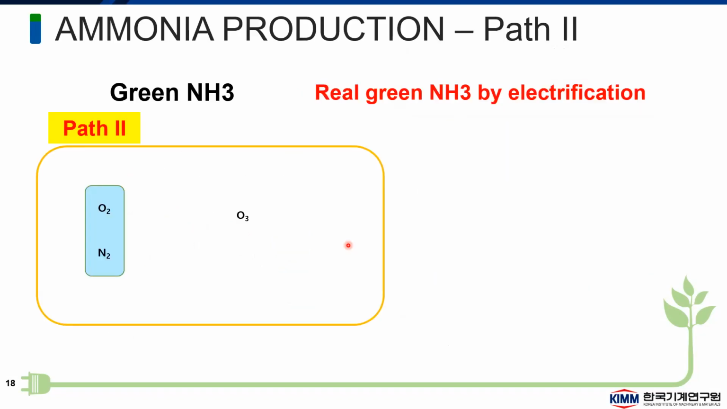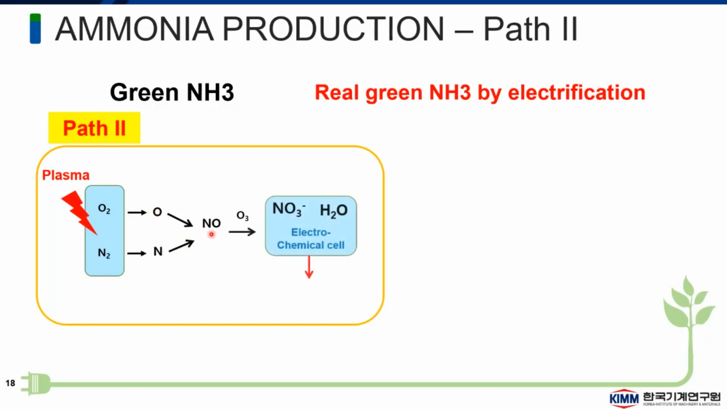So let's talk about the second part. We introduce plasma in air, and we got oxygen and nitrogen radicals. These oxygen and nitrogen radicals react together to form NOx. These NOx further oxidize to form N2O5, and that N2O5 reacts with water to form nitrate, and with an electrochemical process we convert these nitrates into ammonia.